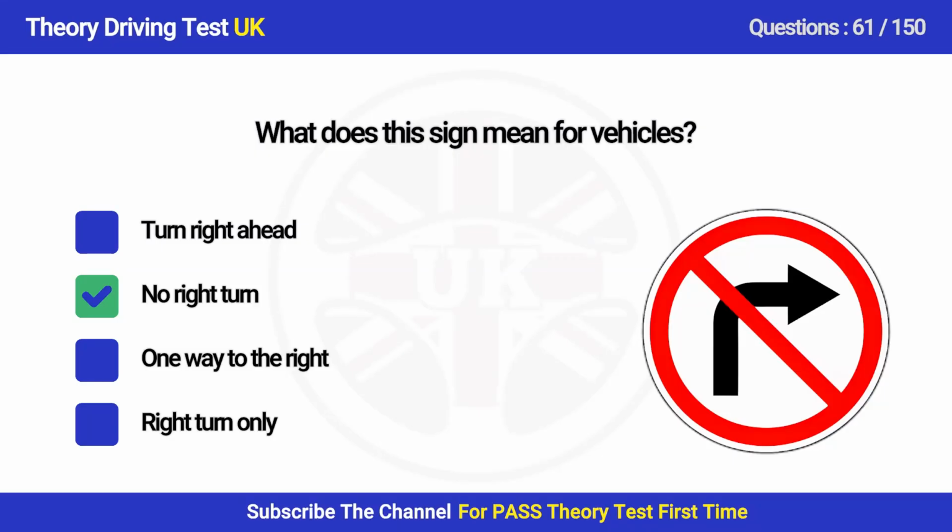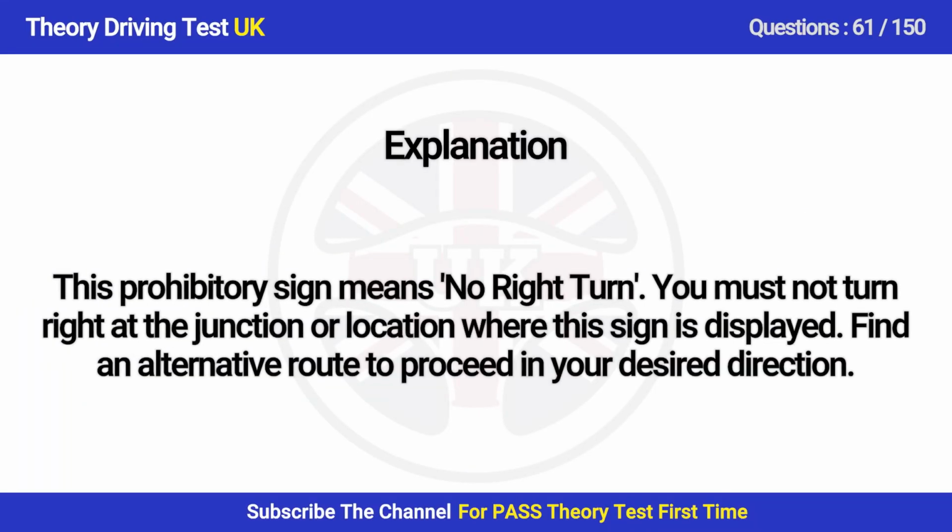Answer is B. No right turn. This prohibitory sign means no right turn. You must not turn right at the junction or location where this sign is displayed. Find an alternative route to proceed in your desired direction.